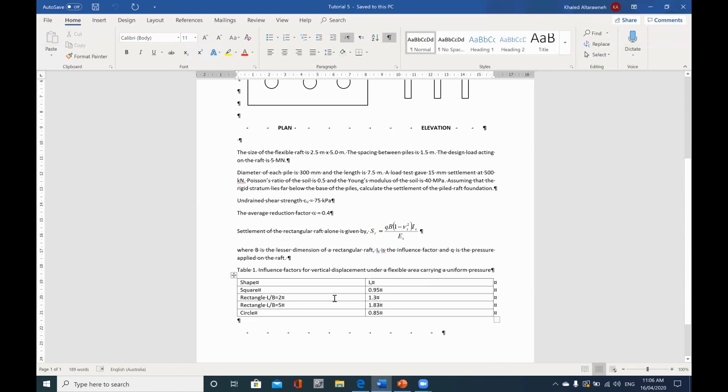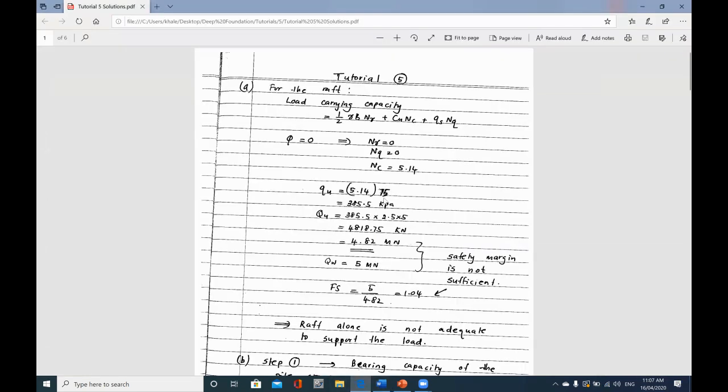Instead of using the formula, we can use this table to calculate the value of IS, and in our case here it's 1.3, because we have the ratio of length to width of the raft as 2, so that will give us the value of IS as 1.3. Okay, so now we'll go to the solutions and we'll analyze the problem.